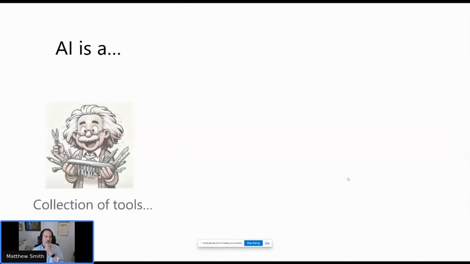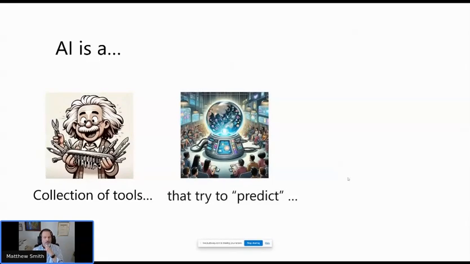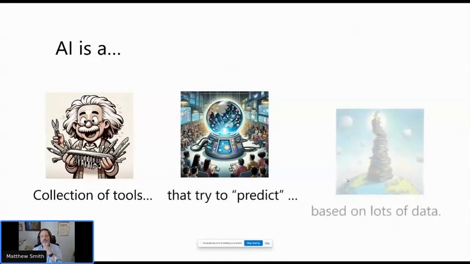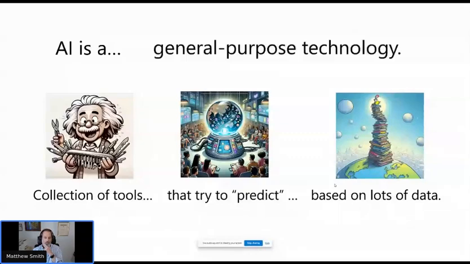So AI is a collection of tools that try to predict, and those predictions are based on lots and lots of data. The more data you have, typically, the better it can do in those predictions. And this is what makes it a general purpose technology, right? Because the predictions are something that apply to many domains of life.